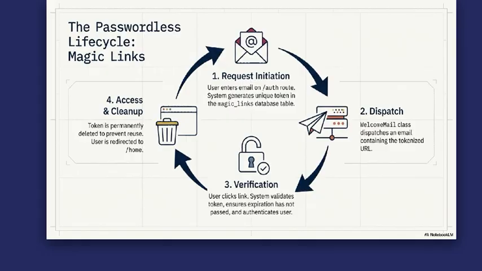And then comes step 4, which is the absolute linchpin of the whole thing, the access and cleanup phase. The document literally mandates the token is permanently deleted to prevent reuse. Because if you don't immediately destroy the token the millisecond it's verified, you leave yourself wide open to replay attacks, right? Exactly. If a malicious actor intercepts network traffic or even just gains access to the user's browser history later that day, they would find that magic link URL. Oh, right. The URL is just sitting there in the history. Yeah.